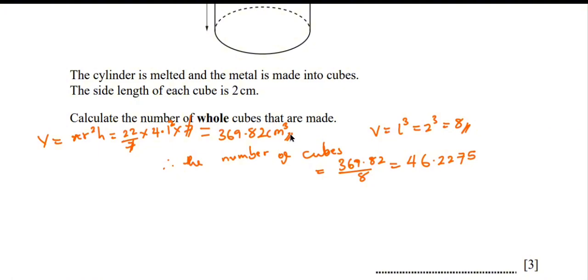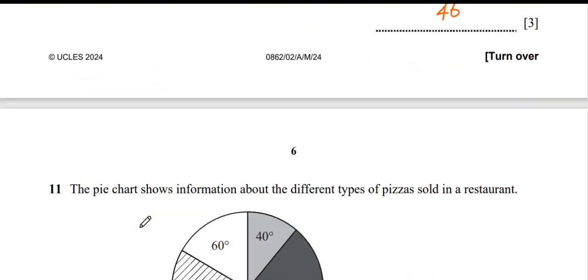It means that we don't have a complete cube after 46 cubes. We are going to have a little of the metal remaining, which will not be able to help us get a cube of 2 cm length. So for our answer, we are going to have 46, because that's the number of whole cubes that will be produced.